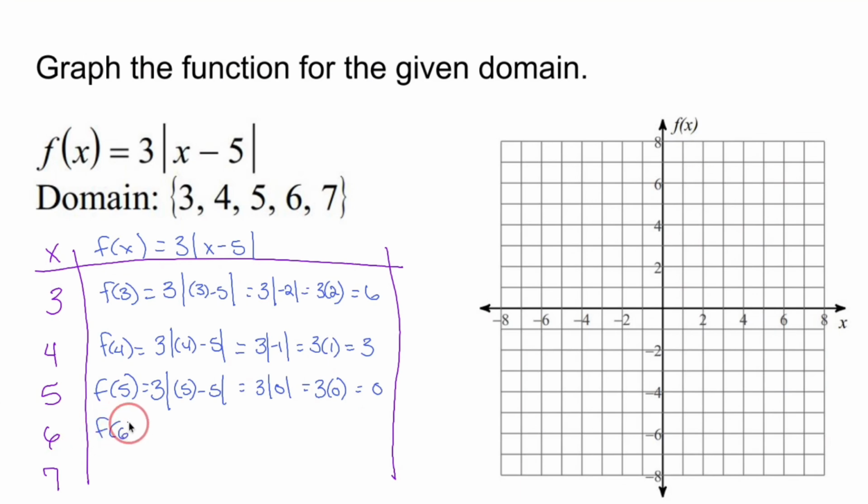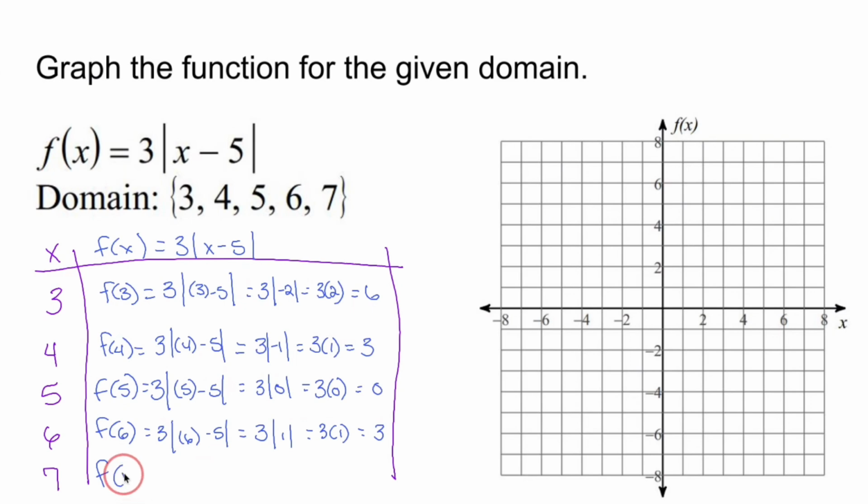F of 6 is going to equal 3 times the absolute value of parentheses 6 minus 5, close the absolute value. 6 minus 5 inside the absolute value is regular 1. And 3 times regular 1, the absolute value of 1 is regular 1. I don't know if I said that. 3 times regular 1 is 3. Remember, absolute value always makes something that's positive or negative, it makes it positive. So the absolute value of 1 is 1. And so we can see, those numbers are going back up again.